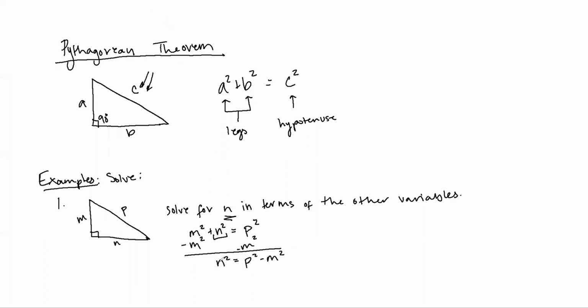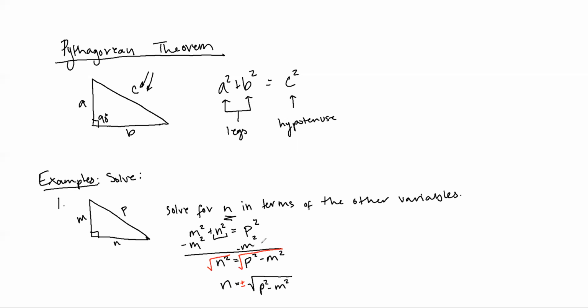And now our next step to get this N by itself, we want to square root both sides. Now remember, when you're using the square root property, you want to put that plus or minus on the right. So if I go ahead and do this, the square root of N squared is N. And now remember that you cannot take the square root of this P squared and the M squared separately because of this subtraction in the middle. We're going to keep it just like this. So it's ugly, but it's what our answer is going to look like.